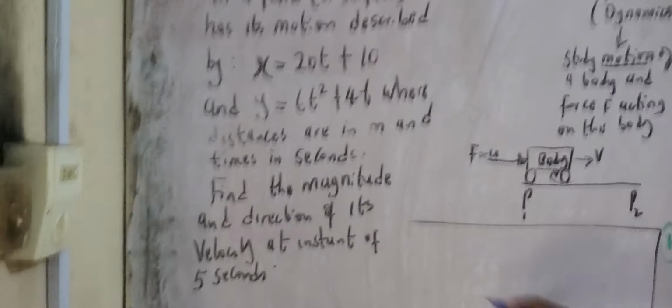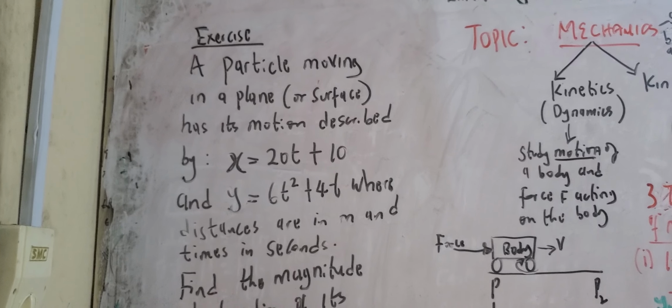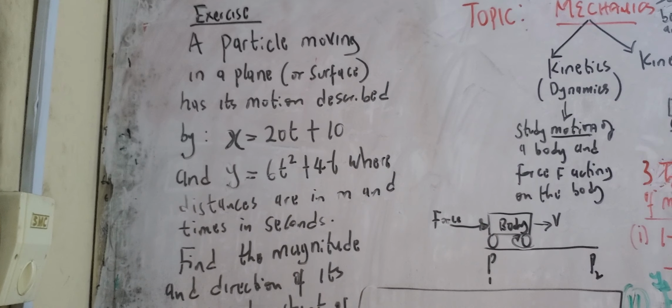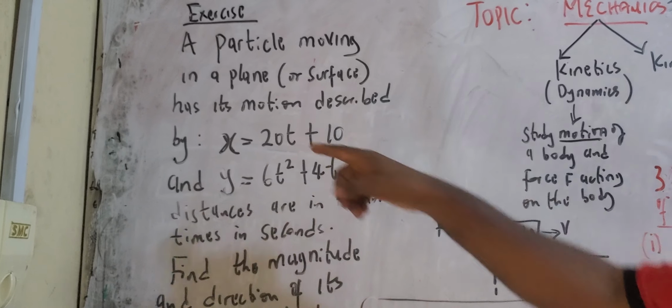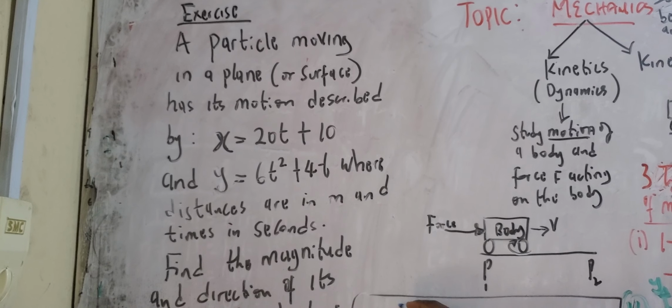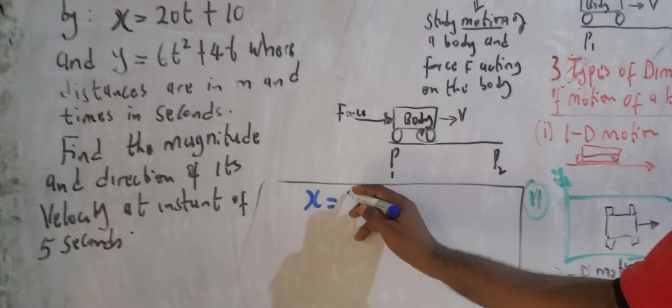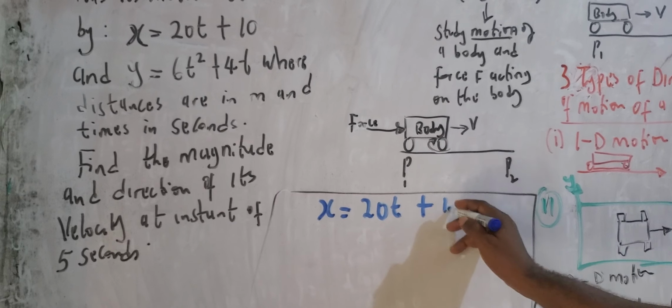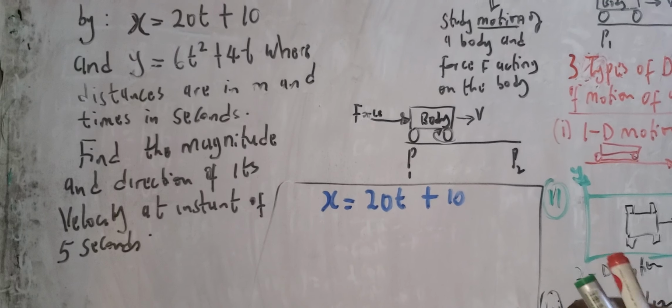Now let's solve this problem that I have here. A particle moving in a plane surface and its motion described along the x-axis. The motion is given as 2t plus 10. That's the motion along the x-axis.